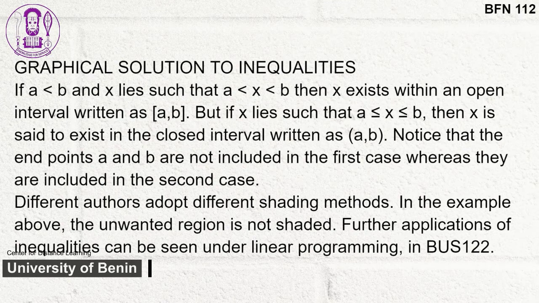But if x lies such that a ≤ x ≤ b, then x is said to exist in the closed interval written as [a, b]. Notice that endpoints a and b are not included in the first case whereas they are included in the second case. Different authors adopt different shading methods. In the example above, the unwanted region is not shaded. Further applications of inequalities can be seen under linear programming, in BUS 122.